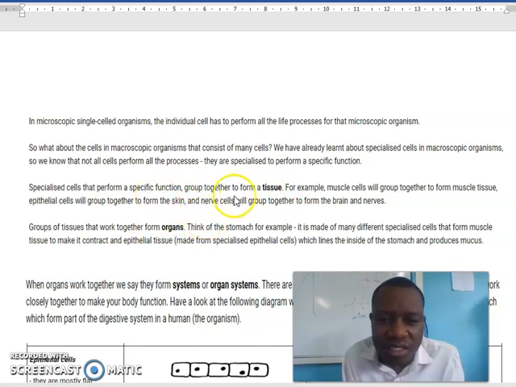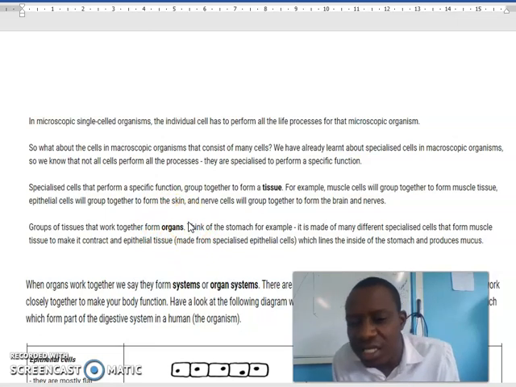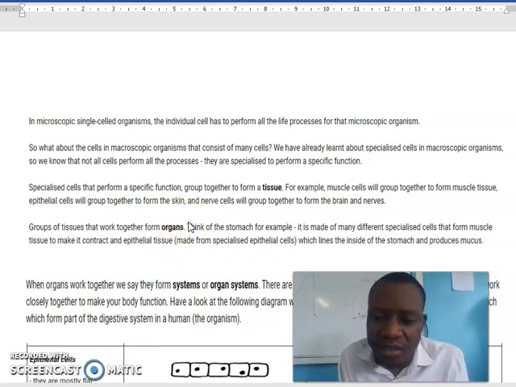But should these tissues come together to perform bigger tasks in the body, they form what we call organs. Organs are a group of tissues that are made up of cells which perform the same function, cells which are specialized in the same way. These organs are even much bigger than tissues. You can think of the heart, the kidney, the liver, your lungs, your brain. Those become the organs of the body.